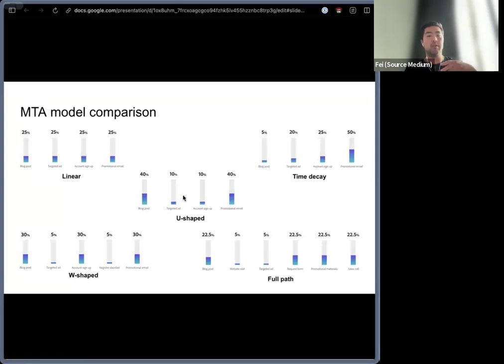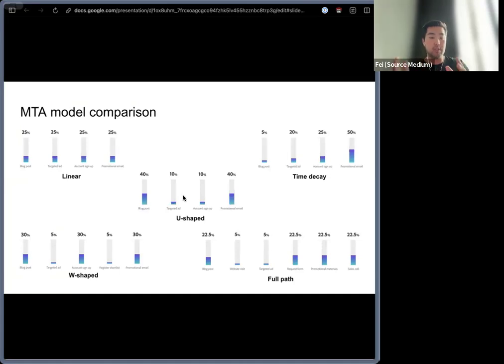U-shaped is interesting because it essentially gives the most credit to the first touch and the last touch. So that's giving credit to however the awareness may have happened, and also the thing that's closest to the conversion, and then evenly spreading out the rest of what's left.